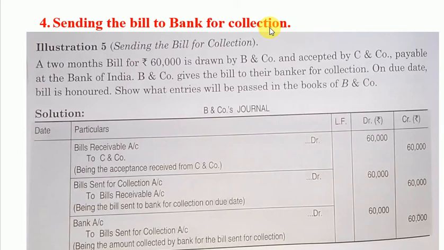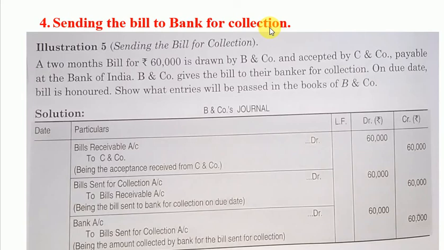Whereas when the drawer sends the bill to the bank for collection, he is only using the agency function of bank to collect the payment of bill on due date from the drawee, and this work will be done by the bank for which bank charges a minimum amount. So in this case, the ownership of the bill is not getting transferred from drawer to bank, but bank is only acting as an agent of the drawer, providing the agency function.